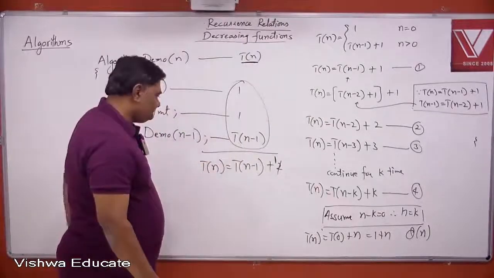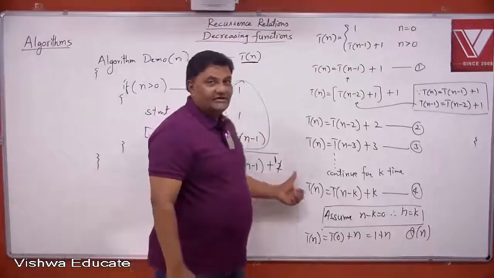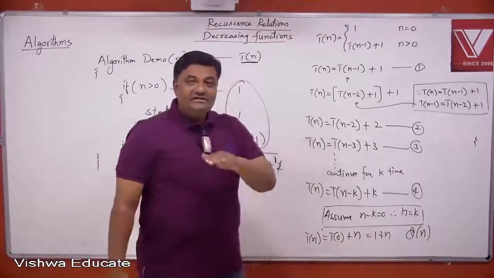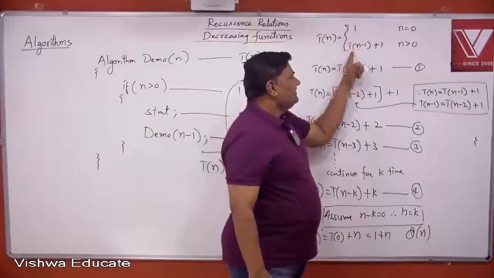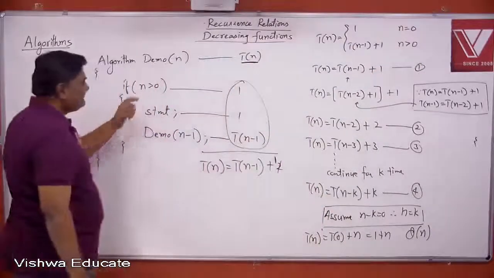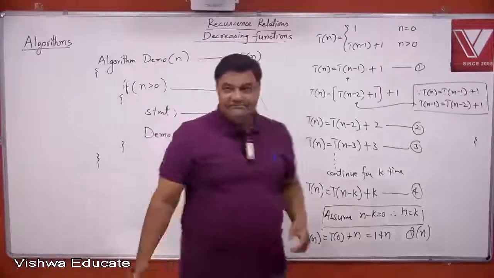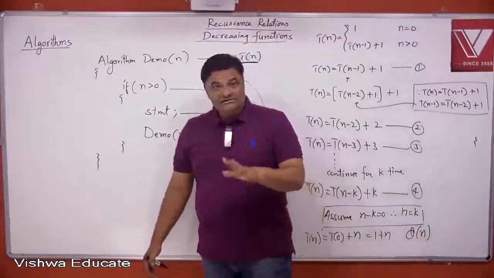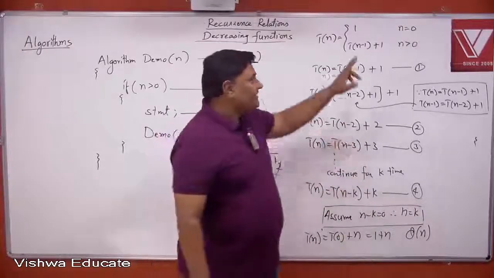Okay. T(n) is equal to T(n-1) plus 1. So this is a decreasing function. T(n) is equal to T(n-1) plus 1 when n is greater than 0. When n is equal to 0, what? It's not doing anything. So constant time again. Constant means we take 1. So I have taken 1.